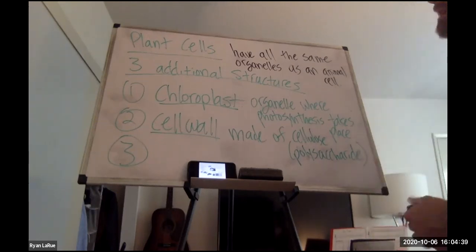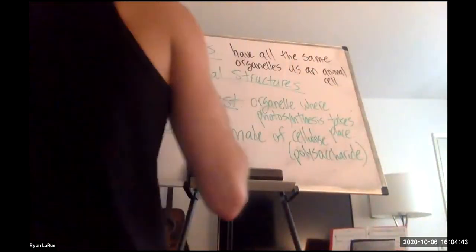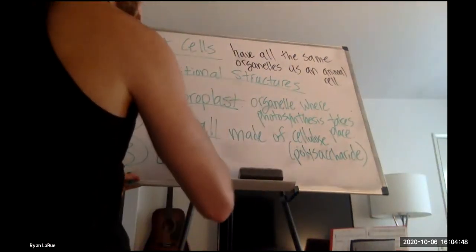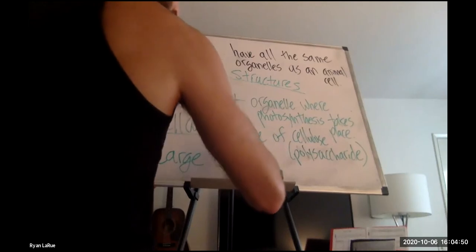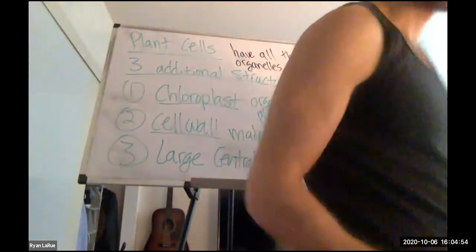Okay, the last neat structure in plant cells is called a vacuole, a central vacuole, specifically a large central vacuole.